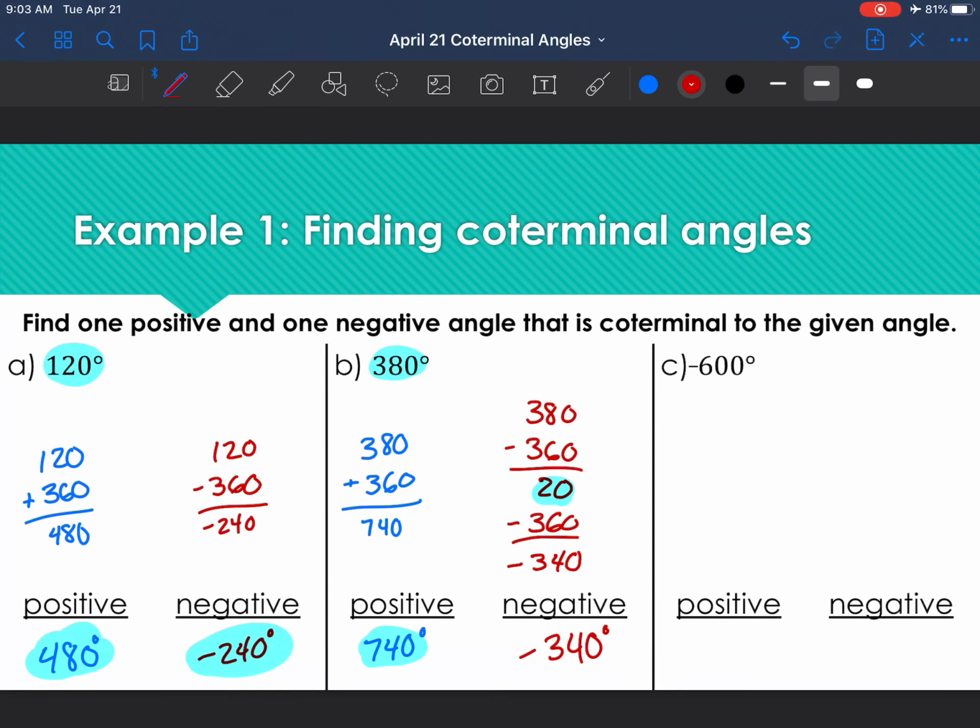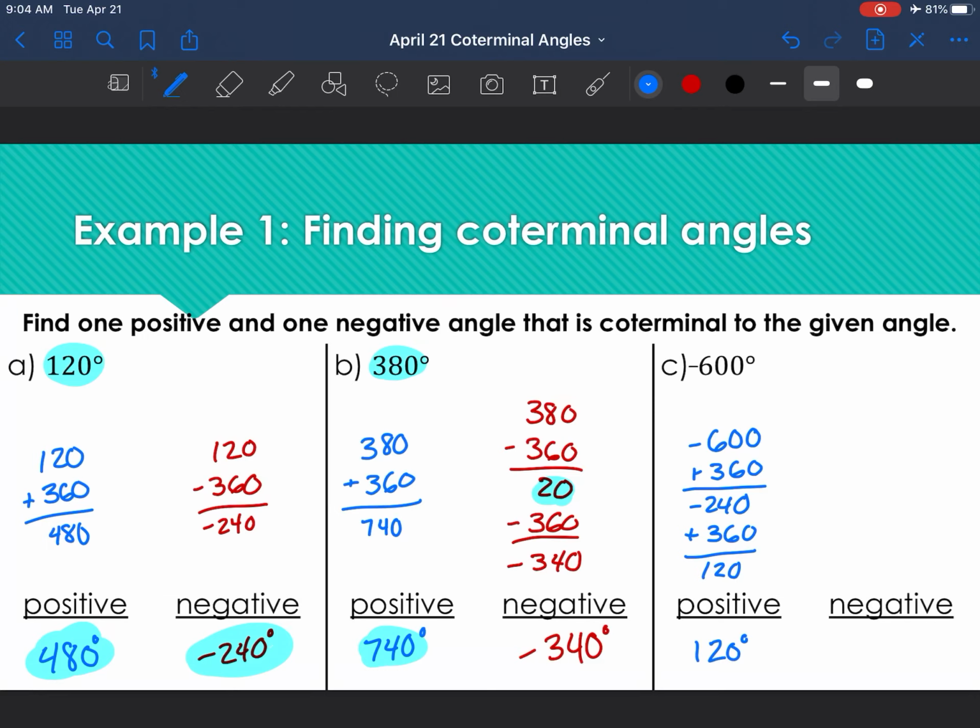The last one is negative 600 degrees. Again, to find a positive one, I will add 360 to that. So add 360, I get negative 240. Negative 240 degrees is still not a positive degree, so I'm going to have to add 360 again. Add 360 and you end up getting 120. Positive 120. So after adding 360 twice, now I've gotten a positive degree.